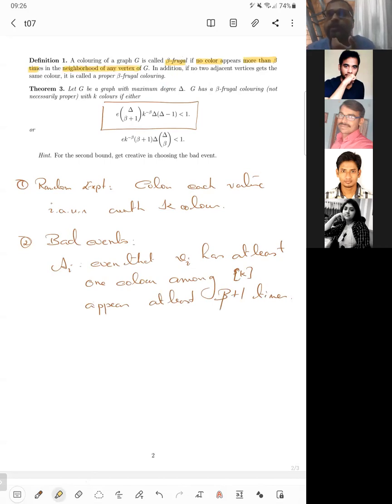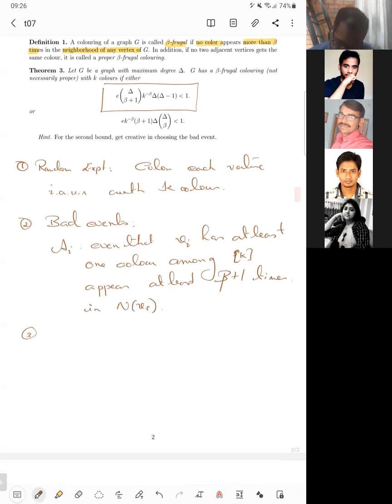So what Francis has just told us is the negation of that. There exists, or at least negation of that for a particular vertex V_i, that in its neighborhood there is at least one color which appears more than allowed, which is more than beta number of times. Okay, very good. Now we have to do the calculations. Beta plus 1 times in neighborhood of V_i. N of V_i is a shorthand for neighborhood of V_i. Okay. Now the probability calculations.